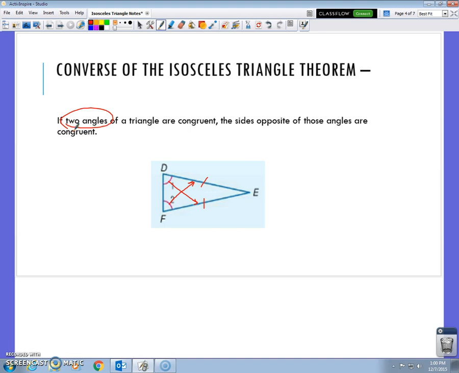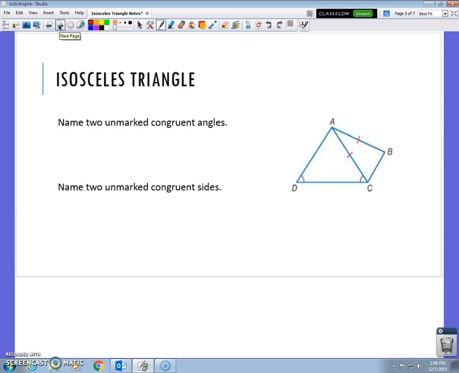Before we do that, let's just make sure that we understand it. If I were trying to name two unmarked congruent angles, I couldn't say angle ADC. These are marked. They're already marked. I already know they're congruent. So I'm looking for another pair of congruent angles. What I see here is these markings right here.